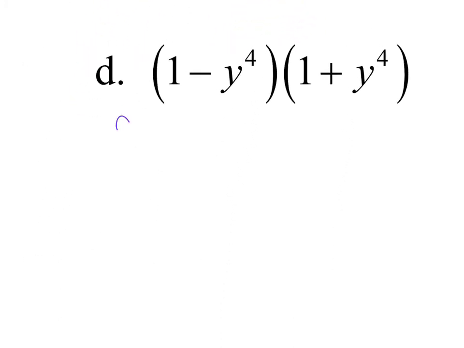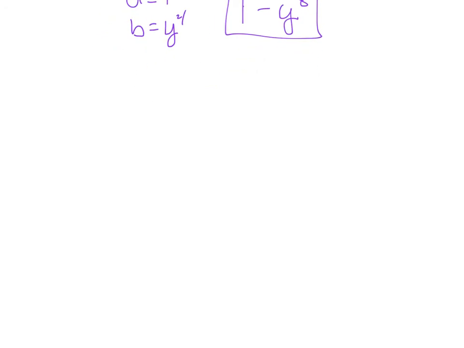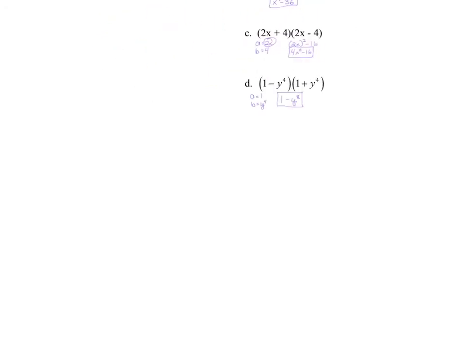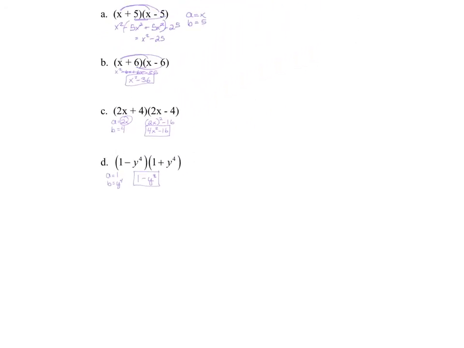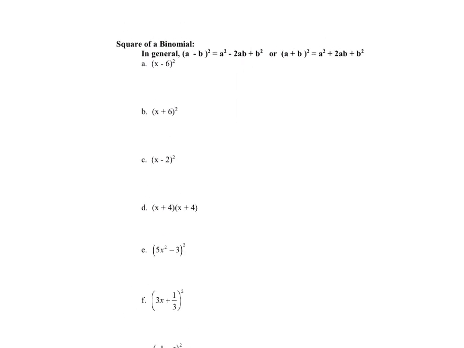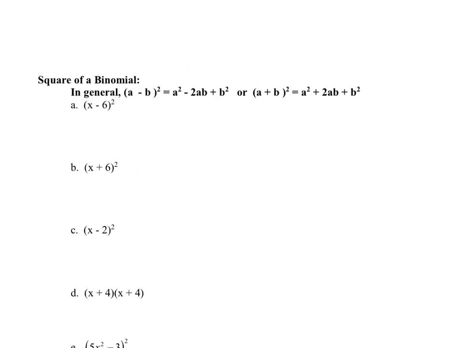Here, A is 1, B is y to the 4th. So I'm going to have a squared, 1 squared is 1, minus b squared, y to the 4th squared is 4 times 2, 8. So it's y to the 8. Okay. Sorry, my throat's a little scratchy. Next page. Let's zero in on this.